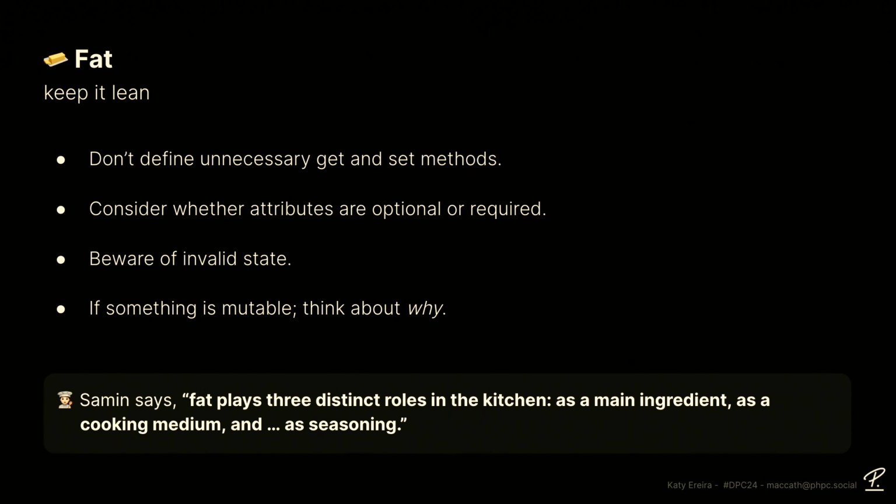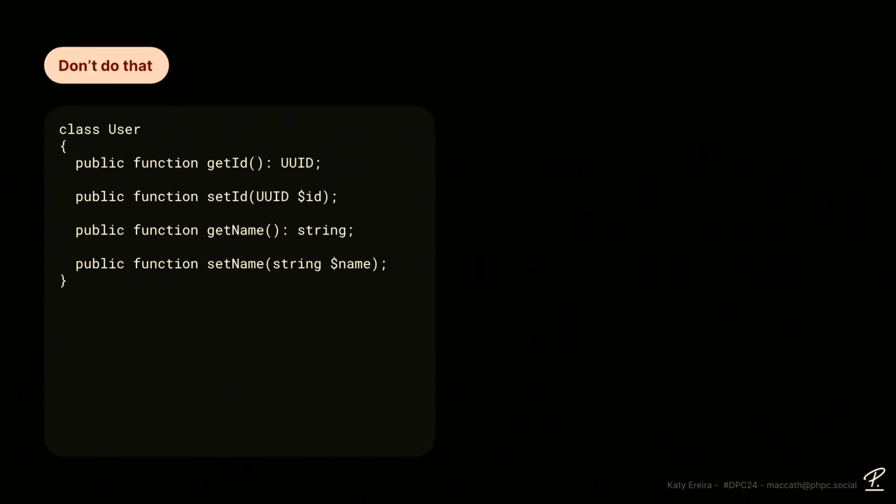We've got to think about, is it possible for our objects to become invalid or enter an invalid state? Are there things within our domain logic that conflict with one another? And when we're thinking about mutability, don't just think, oh yeah, this thing can change. Think about why it changes. So, again, I'm going to go through a few code examples here.